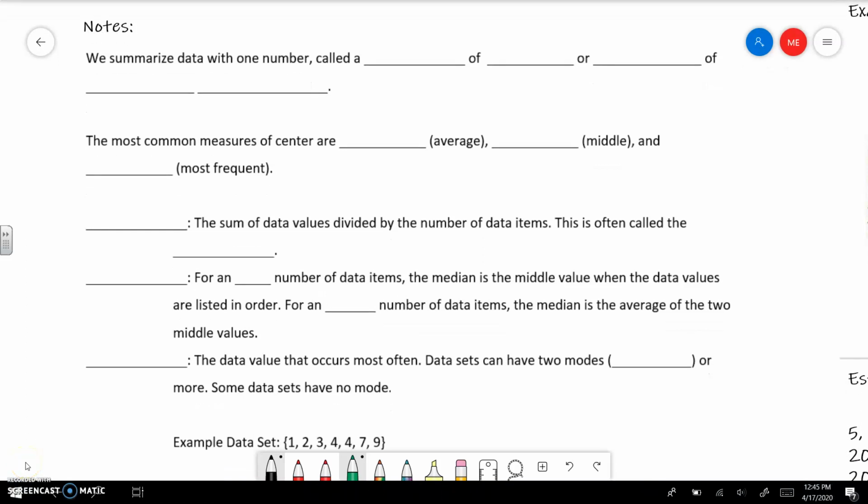Hey everyone, we are going to keep moving forward with our statistics unit. So first things first, I want to go through some notes. If you're following along with the note sheet, we're going to start at the top. We summarize data with one number called a measure of center.